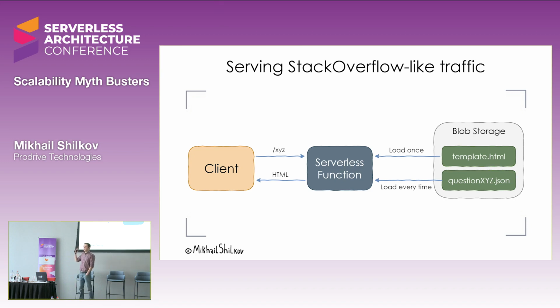Of course, I created a very, very simplified version of Stack Overflow. I'm serving the traffic of question pages. The traffic should be realistic, like I take the real HTML, and then I saved like 10,000 questions to my database on blob storage. And whenever a request comes in, I load HTML template, I load JSON data of a question, and then I put JSON data into HTML and serve HTML back to the user.